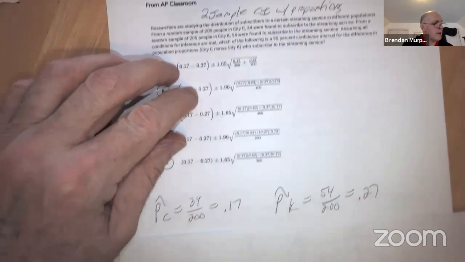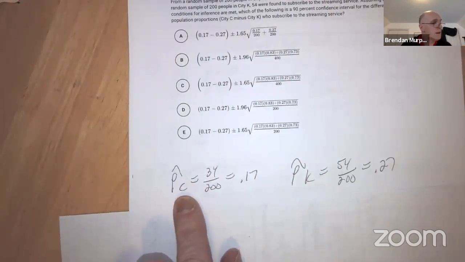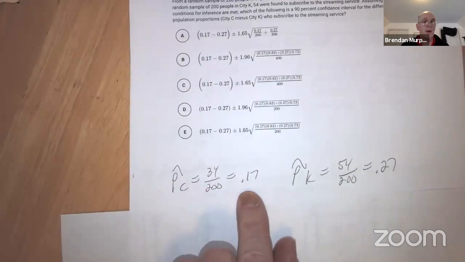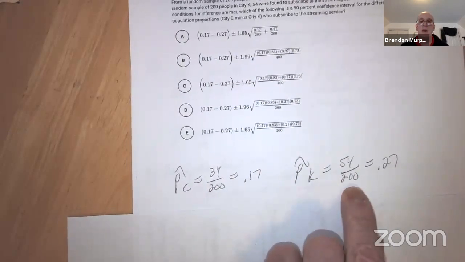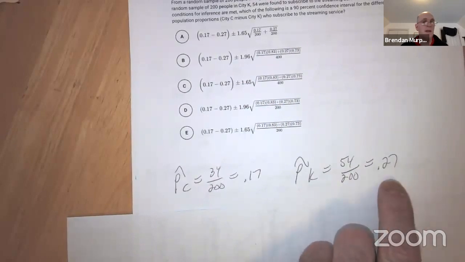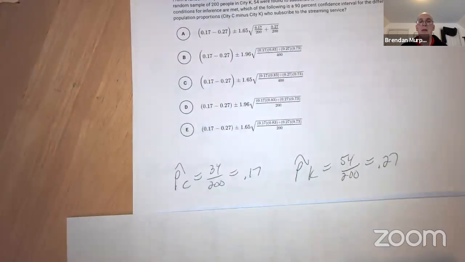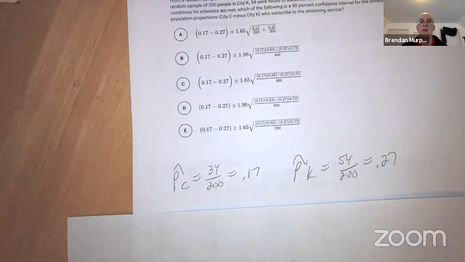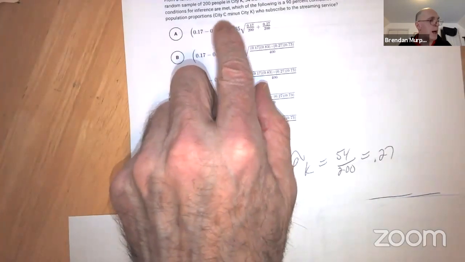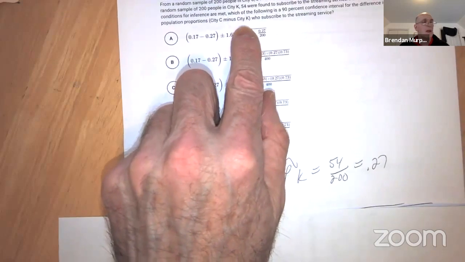And so I did a little math down here. P hat for city C was 34 over 200 or 0.17. P hat for city K was 54 over 200 or 0.27. And so unfortunately, I cannot eliminate any problems because all of those have the correct difference of the 2 cities. And again, the problem said city C minus city K.